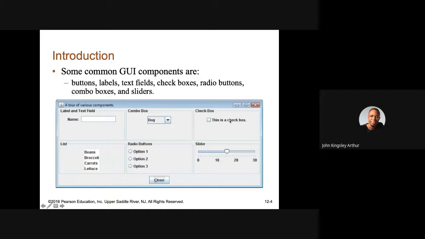We have checkboxes, and radio buttons, which allow us to pick only one option, as against using checkboxes where you can pick more than one option at a time. And then we also have the slider and the list box. A button is also an example of a component to be used on the graphical user interface.